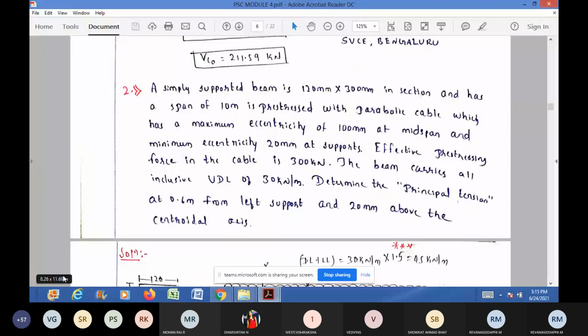A simply supported beam of rectangular cross section 120 mm by 300 mm has a span of 10 meter. It is pre-stressed with a parabolic cable which has a maximum eccentricity of 100 mm at midspan and minimum eccentricity of 20 mm at the support. At the support also the cable is having eccentricity and at midspan. For that I have written the diagram.